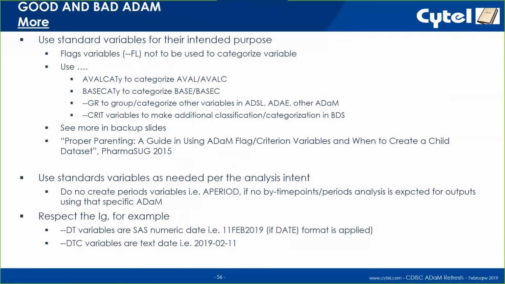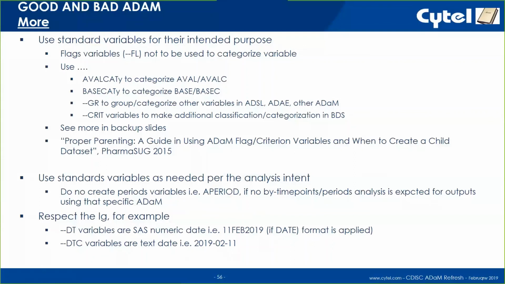Like for example, very often people misunderstand the use of flags. Flags should not be used to categorize variables. There are specific variables to categorize variables. Like if you have to categorize the value of eval or eval-c, there is a standard variable called eval-cat. Similarly for base. To categorize a group variable in ADSL and in other datasets, you can create a variable whatever you like, but just put a prefix called GR. In BDS, if you have to categorize eval, you use eval-cat. If you have to make more complex classification, there is a set of variables called crit. There are more in the backup slide. I recommend to read this very nice paper presented at Pharmasug, which somehow drives the programmers in the choice of flags, of criteria, of category, depending on the need of the analysis.